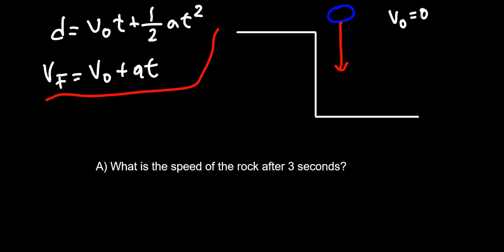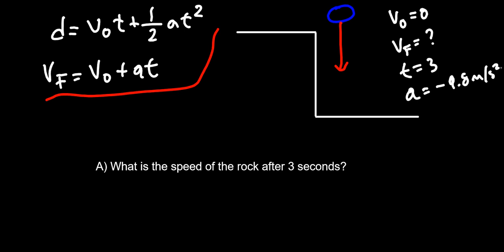Our first question: what is the speed of the rock after 3 seconds? So we want to find the velocity of the rock, and we don't know that yet, so we're just going to put a question mark. We're going to have to use t equals 3 here. And our acceleration we know is equal to negative 9.8 meters per second squared.